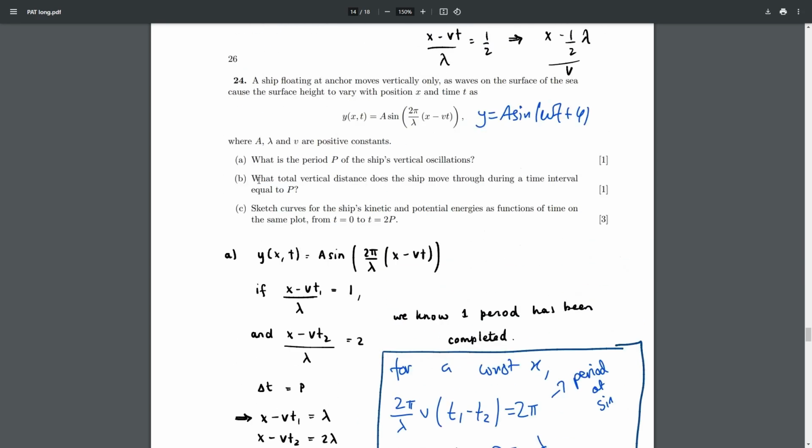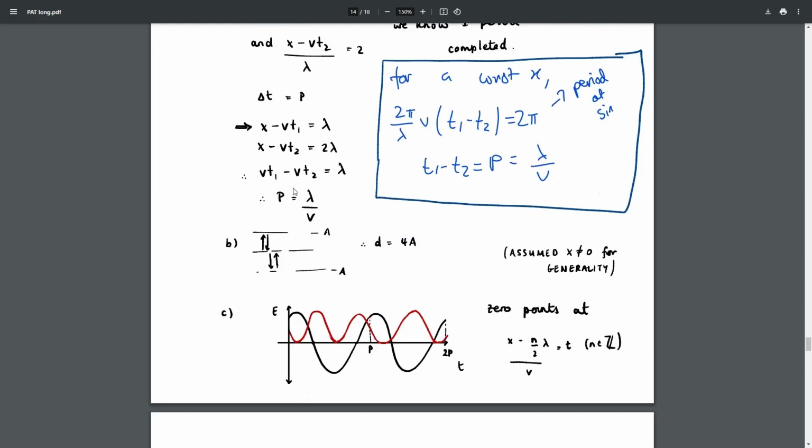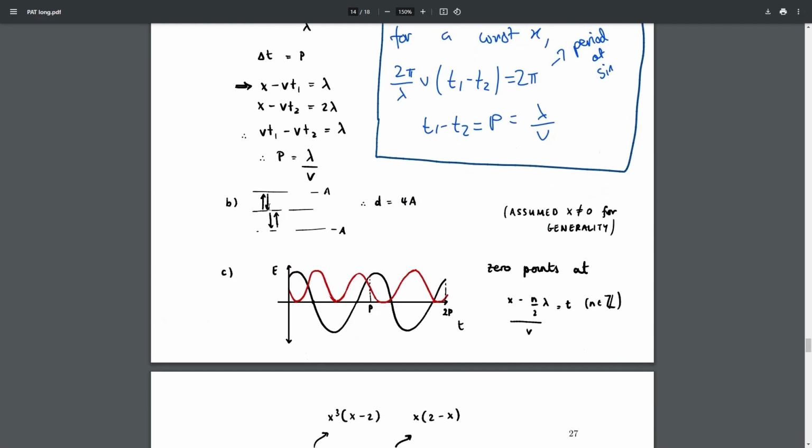And then B, what total vertical distance does the ship move through during a time interval equal to P? So we know it goes up, down, down, up if it's starting from equilibrium. If it's not, it's going to do the same thing, but it's just going to end at a different place. And we know the total distance is going to be 4 times the amplitude.